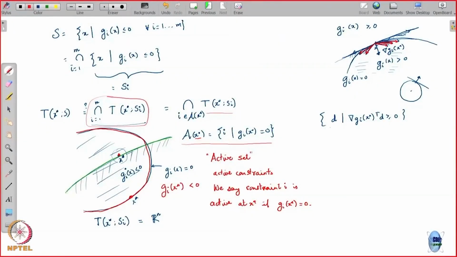All right. So, this is what you would guess would be the tangent cone at a point x star. Just to summarize, you have a point x star such that g_i(x star) is equal to 0, and you would think that for such a point, the tangent cone would be equal to this. This is what you would think, but the trouble is, this also is not true.